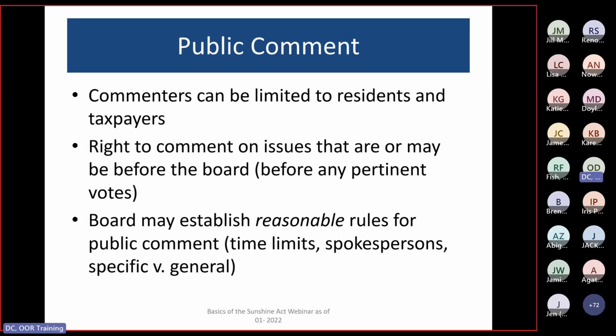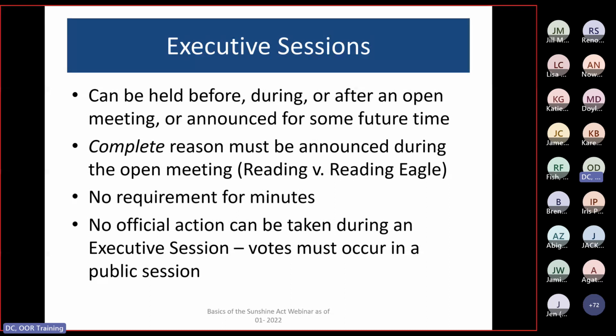Okay, let's talk about executive sessions. Executive sessions are gatherings of the board that can be held outside of the public eye, typically to discuss sensitive issues that they otherwise would not discuss in a public setting. Executive sessions can be held before, during, after an open meeting, or announced for some future date, as long as it's clear that the public was aware of the executive session taking place.